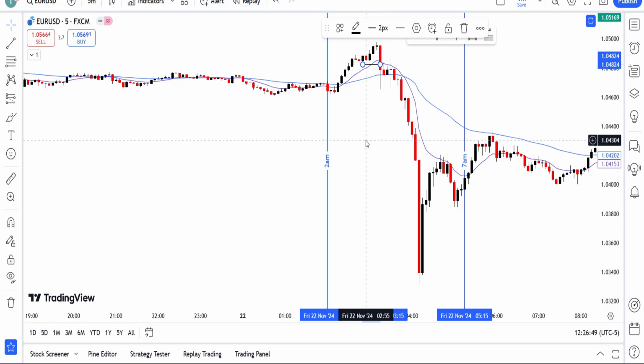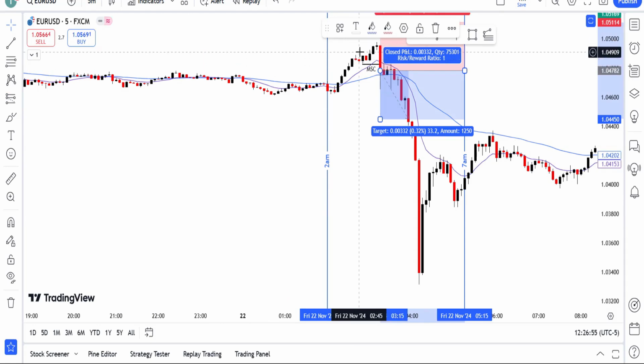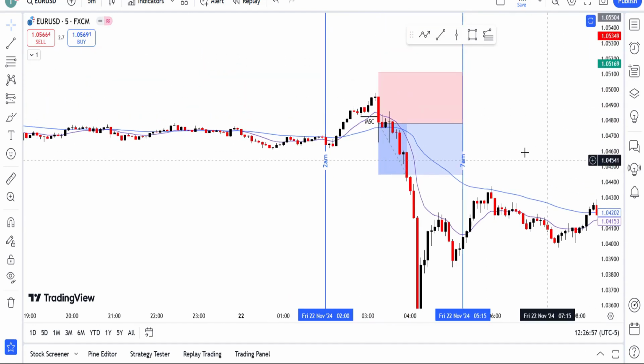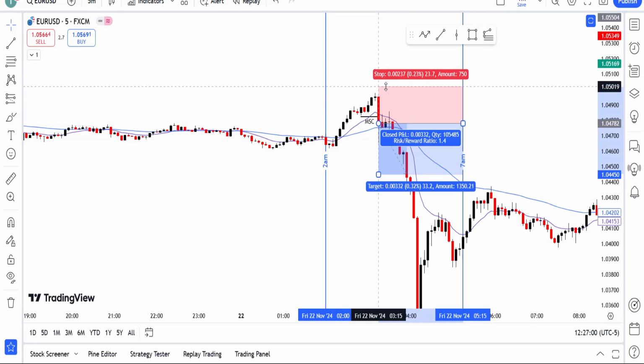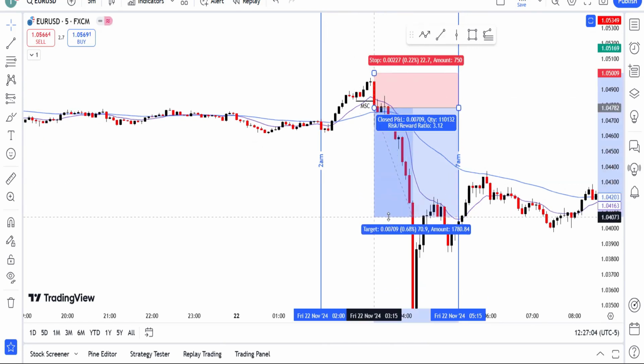Step 4. Risk management and patience. Once the breakout occurs, it's time to manage our risk. Place your stop loss just above the previous swing high to protect against potential reversals. Our target is set using a 1 to 3 risk-reward ratio. We're aiming to make 3 times what we're risking.